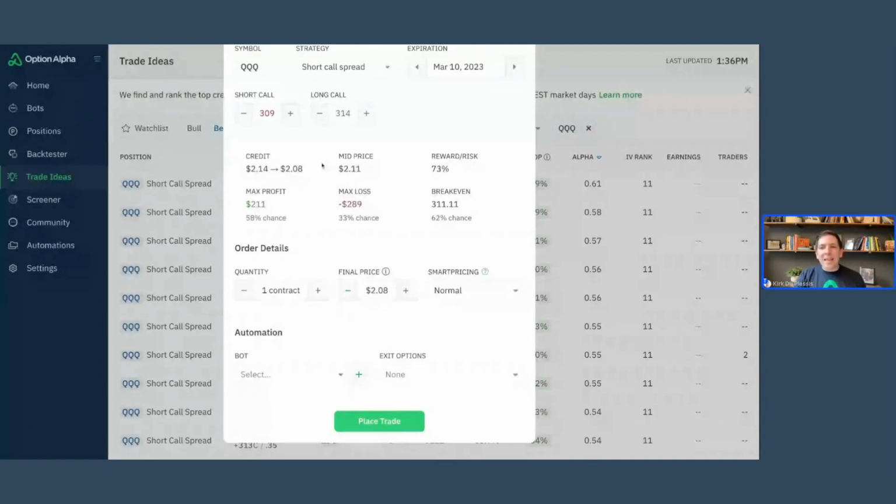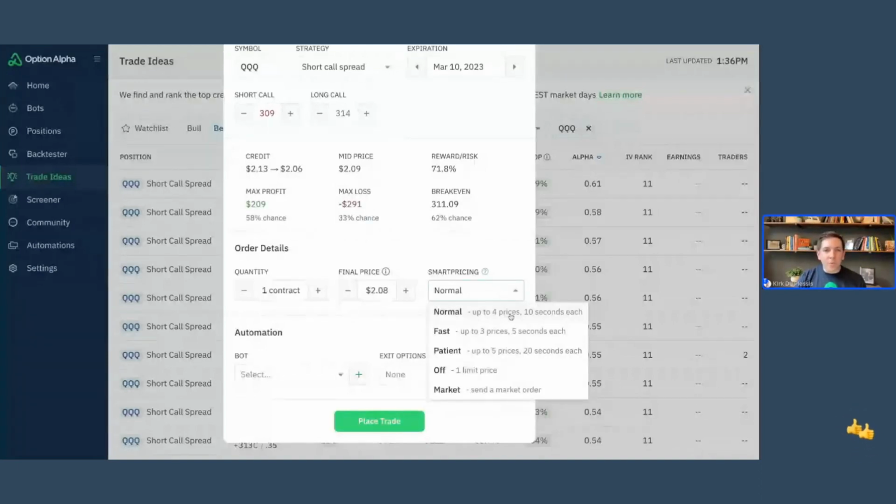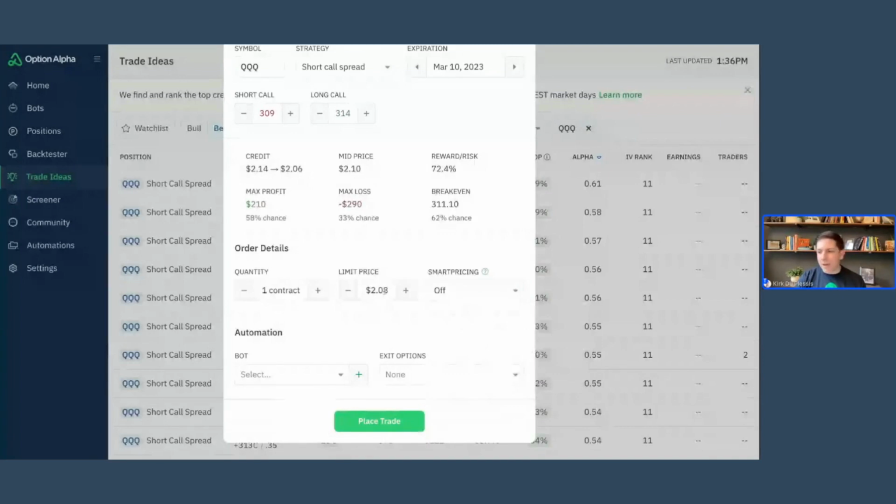Final price is the last price that the bot will try when filling the trade. If it's the only price available, it will try that price. If there are better prices in the spread above it, it will try more prices. And that will be the last one it will try. Then you have to select how you want smart pricing to work. Do you want to use normal, which is up to 4 prices, or fast or patient? You can turn it off and it will send a limit order for just that final price.